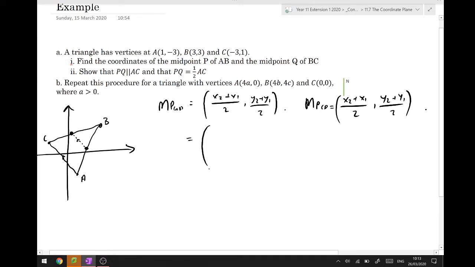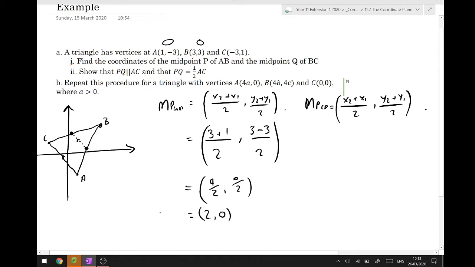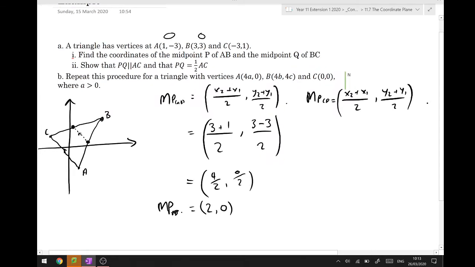So going down, we are getting our values in. So our midpoint from A to B, so this one and this one. Okay, I'm not going to label them because we should be past that point now. (3 plus 1) over 2 and (3 minus 3) over 2. So our midpoint is 4 over 2 and 0 over 2, which is equal to (2, 0). Awesome.